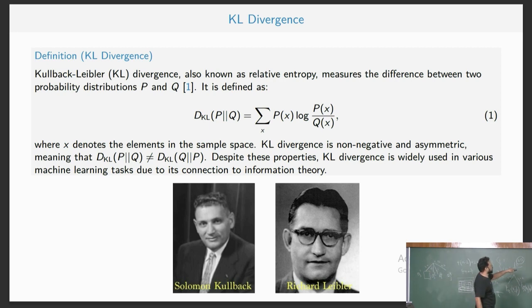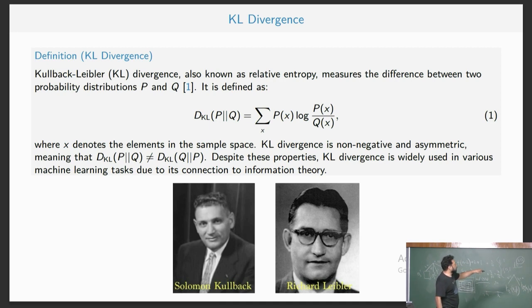So D_KL, P, and then this vertical bar, which is a very standard notation, is mostly used when you are comparing two probability distributions. So these are distributions, and that's the difference compared to other distance measures. These are distributions because in image generation and so on, we are essentially dealing with distributions.